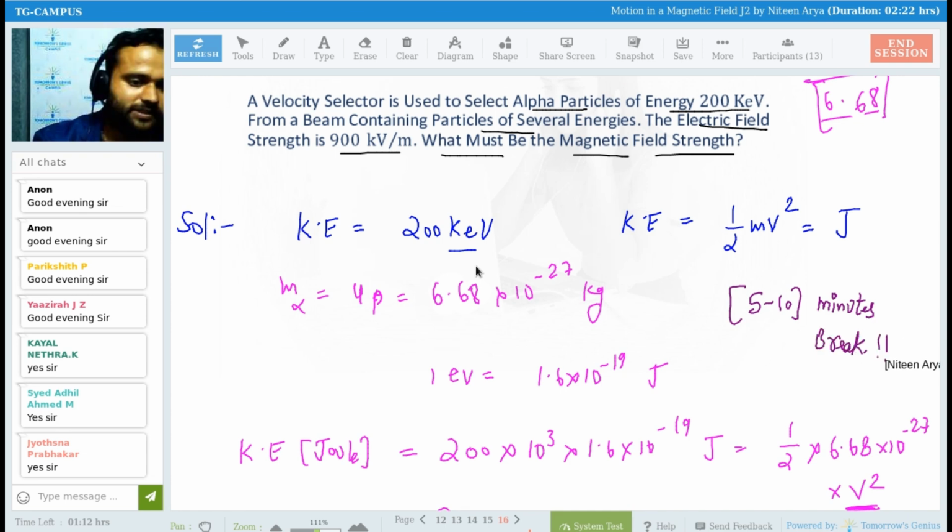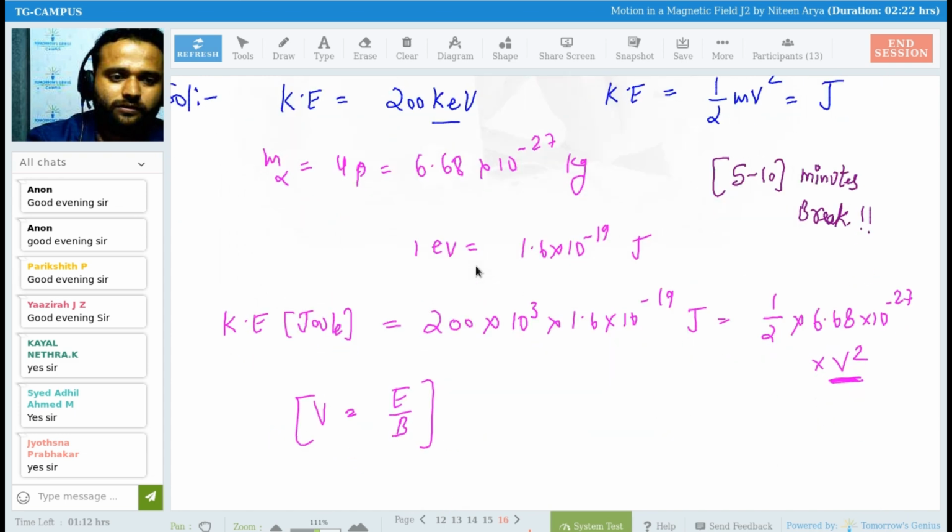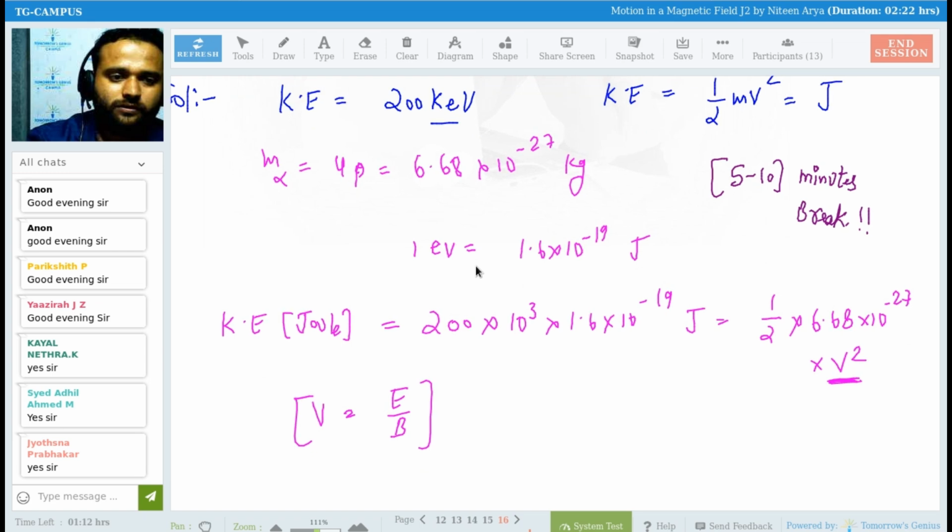After the break, we're going to discuss the important thing and that is cyclotron. Okay. So just find V first, and then with the help of V, because V equals E by B, we need to find the final thing, which is B, equal to E upon V. So do this also.